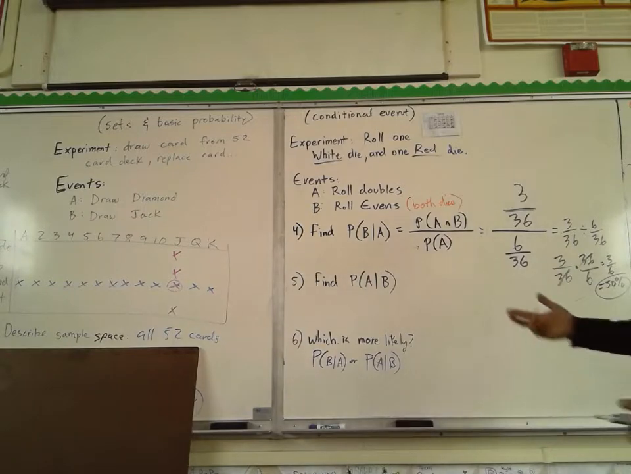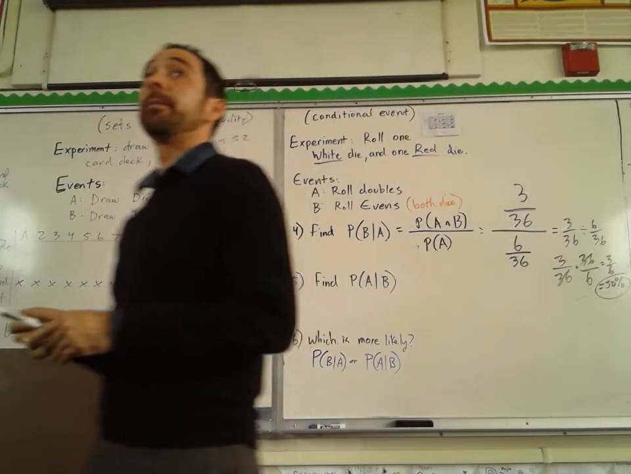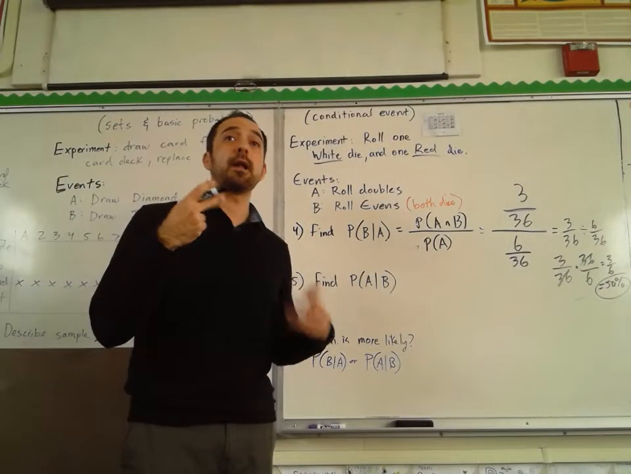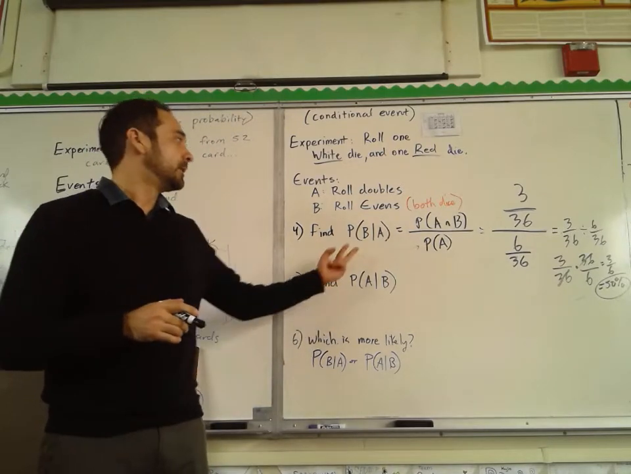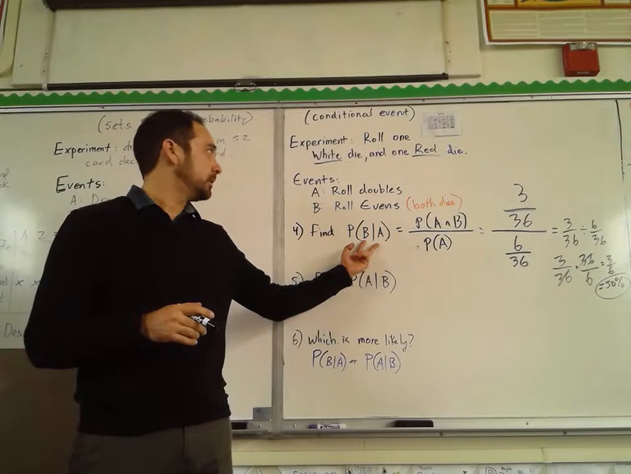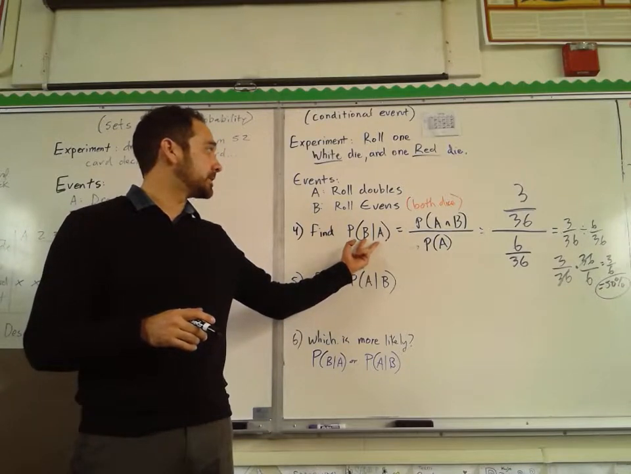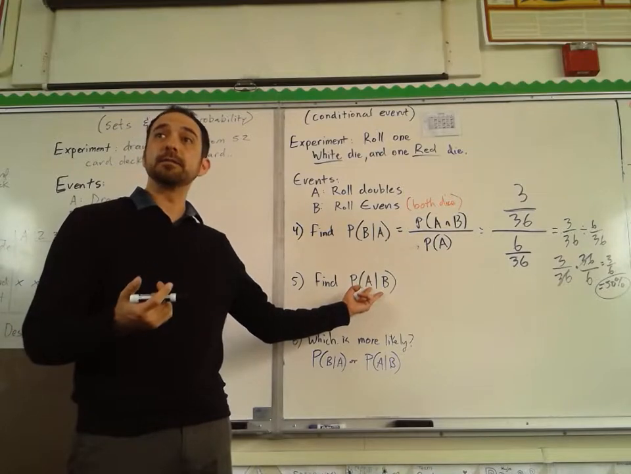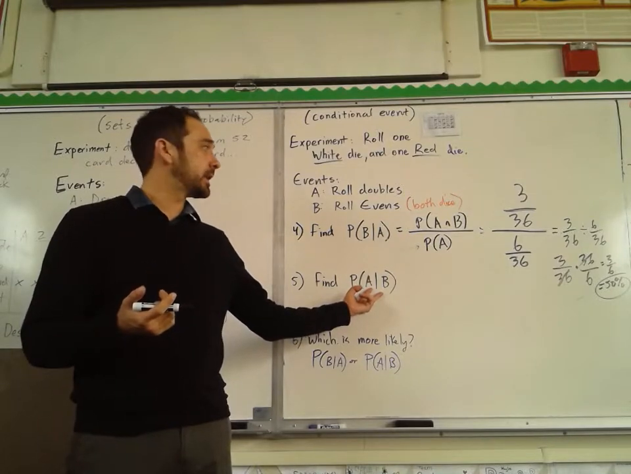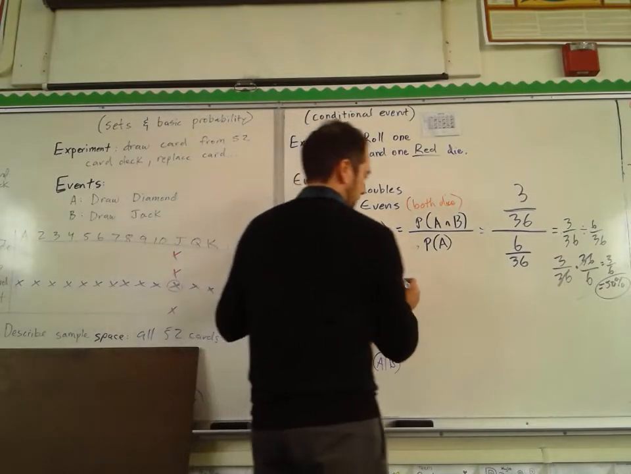So it is going to be different. Again, this is where conditional probability doesn't always match our logic about the situation. So the probability of rolling evens given that you rolled doubles is different than the probability of rolling doubles given that you rolled evens. Okay, so we want to make sure that this is set up.